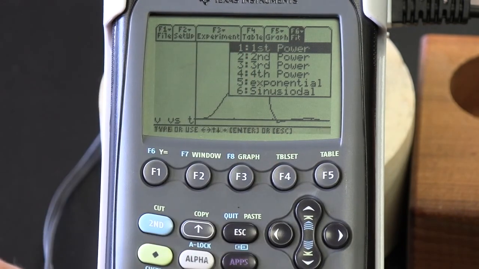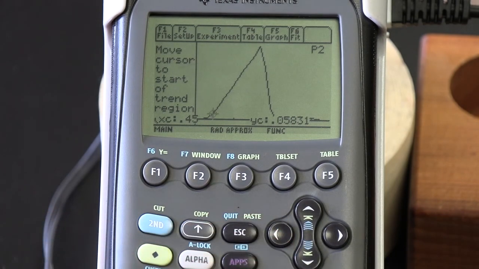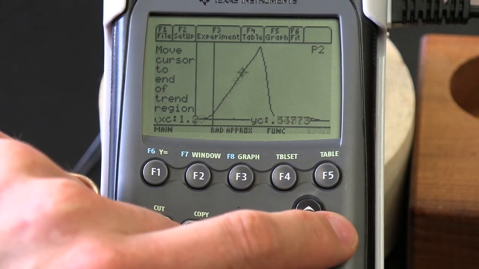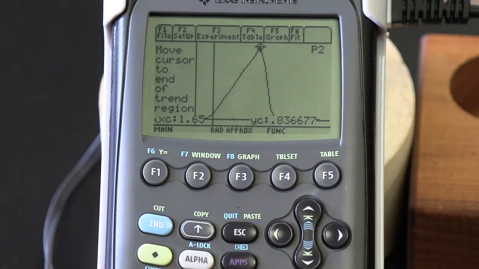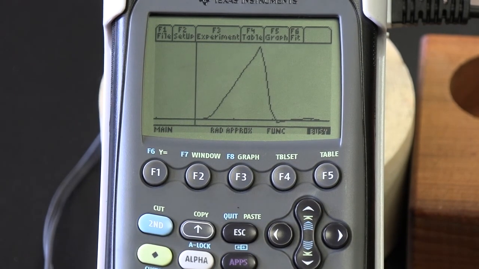We fit to the first power because it's a linear graph. So I move to the start of the trend region, maybe around there, and the end of the trend region, maybe it's around there. So let's give it a moment to do some calculating.